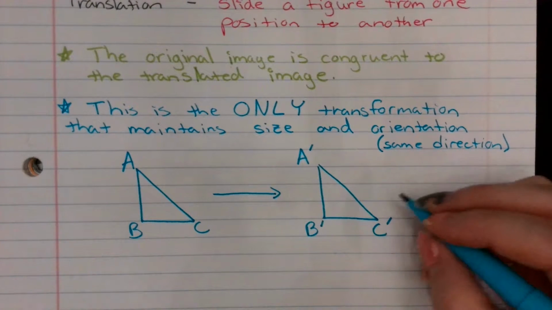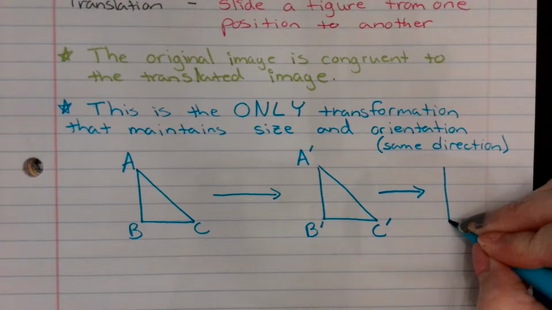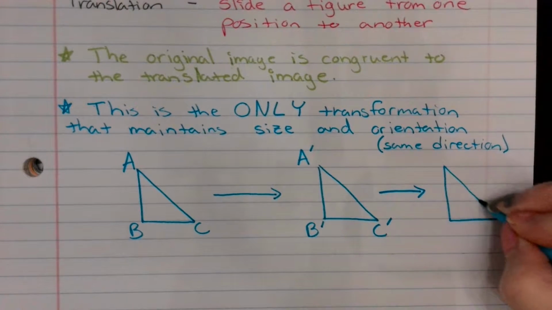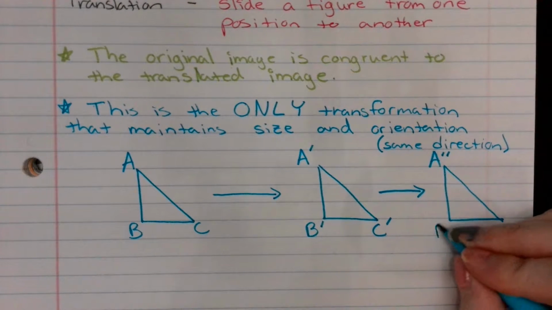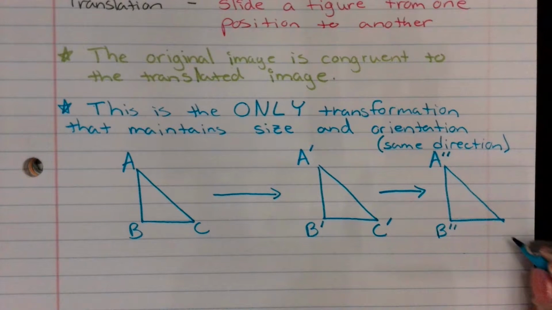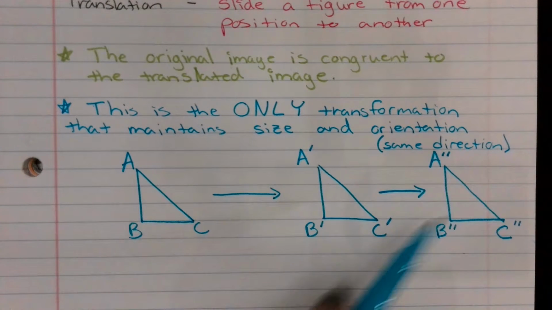And if I were to go ahead and translate it again, then that would change it now to A double prime, B double prime, and C double prime. Again, it's very important that you make that notation of prime symbols, prime and double prime, to indicate that you've translated it or done some form of a transformation, and so it's no longer the original figure.